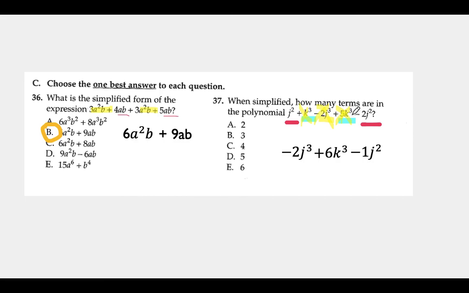Now, if you look at this problem, it's asking us how many terms are in the polynomial. So when I simplify this polynomial, I have a total of 3 terms, so your final answer is B.